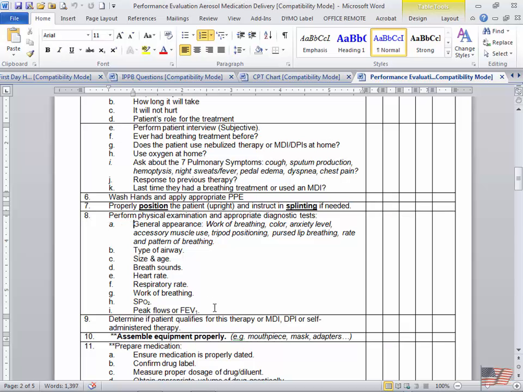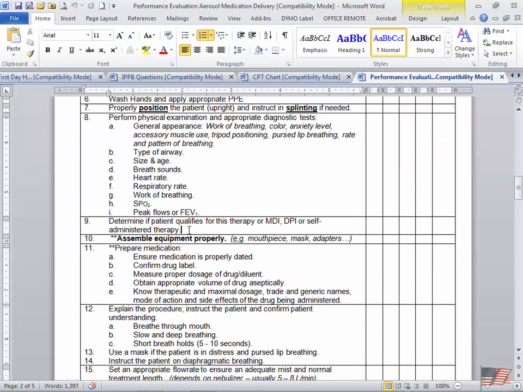And then at the start, halfway through the therapy, and at the end. So 3 times you should be doing all of this information. Okay. Assessing them, heart rate, respiratory rate, breath sounds. If you are giving a bronchodilator, peak flows or FEV1 measurements.